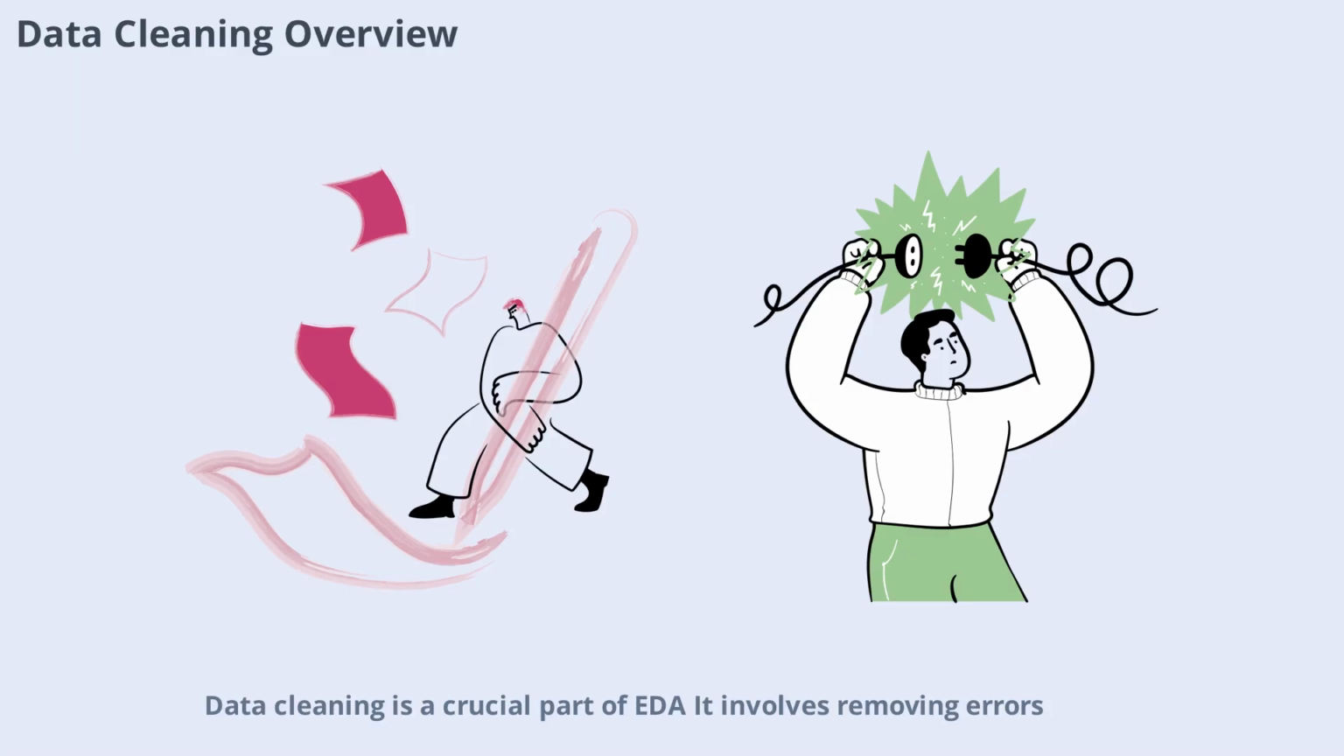Data cleaning is a crucial part of EDA. It involves removing errors, fixing inconsistencies, and making sure your dataset is as accurate as possible. Clean data leads to better analysis and more trustworthy results, so never skip this step.